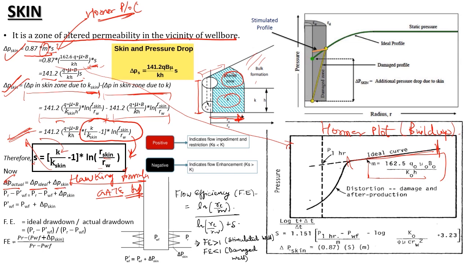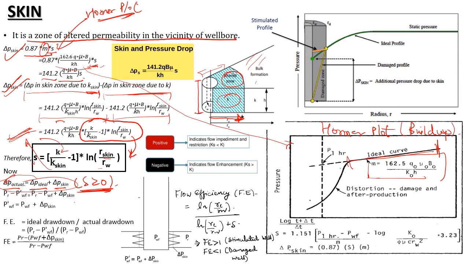Now we know that delta P actual is equal to delta P ideal plus delta P skin. This case is valid for skin greater than 0. I have discussed this in my nodal analysis numerical session, and this formula will change when I have a skin less than 0.